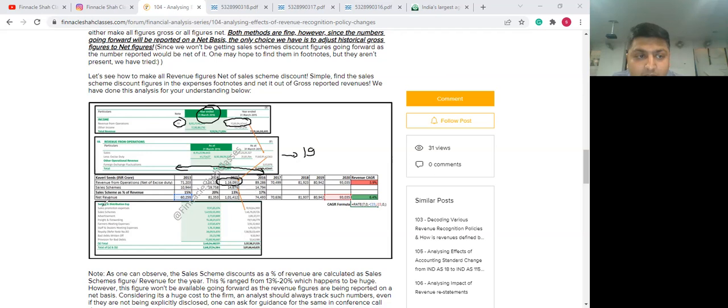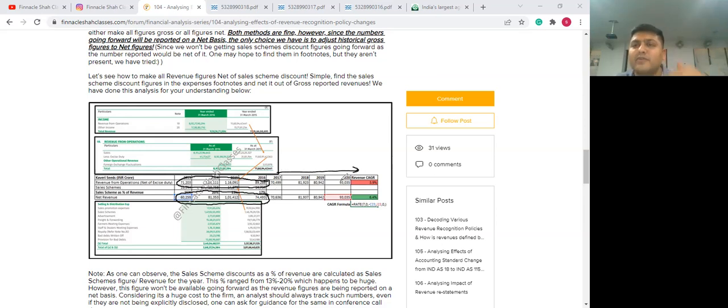So, taking a look at the other expenses footnote, you will see sales scheme discount figures to be this. Take those figures, subtract sales scheme, and then report net revenue. So precisely what was happening is, before 2017, the revenue which was reported was gross of sales discount. So we had to make it net of sales discount. And beyond 2017, anyways, the figures were reported net of sales discount. So now the revenue figures are comparable.